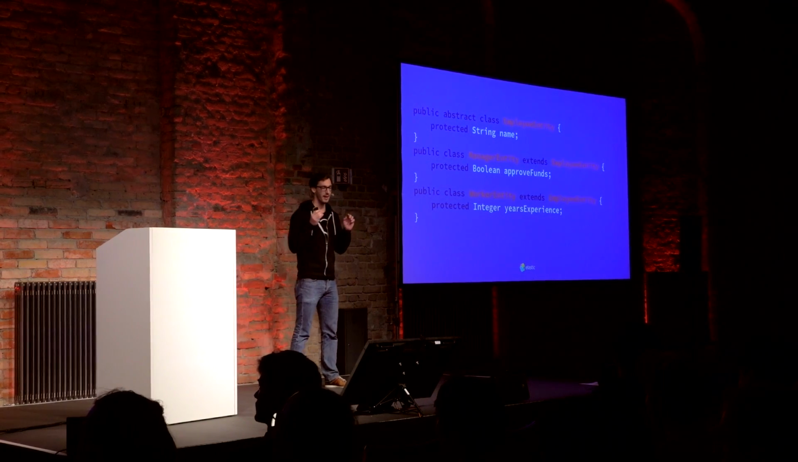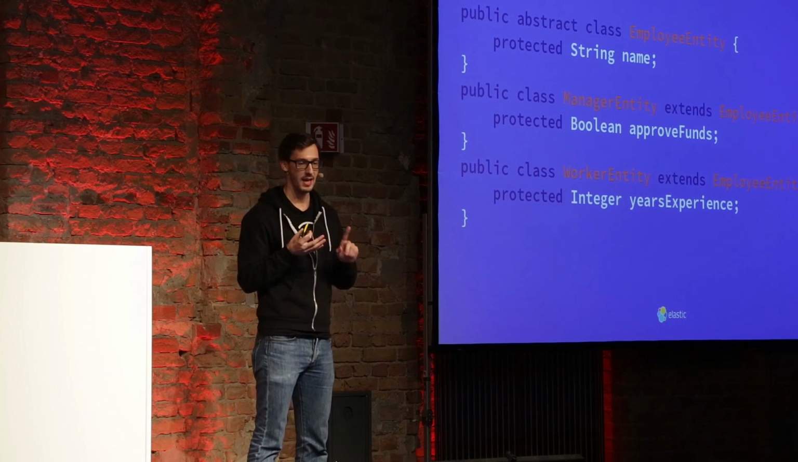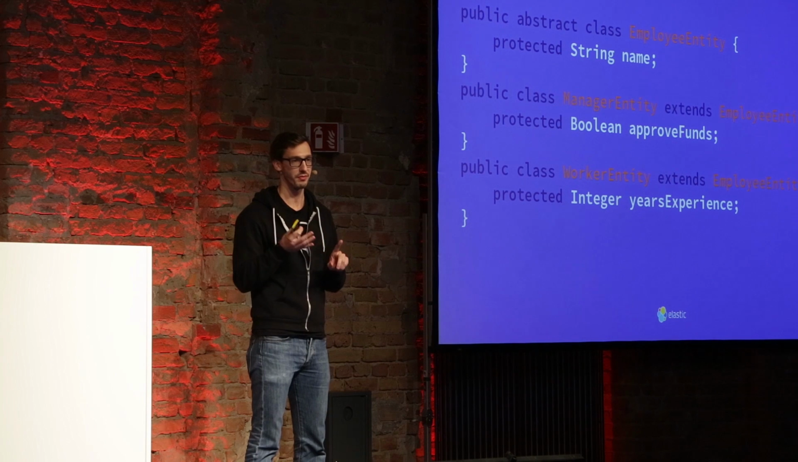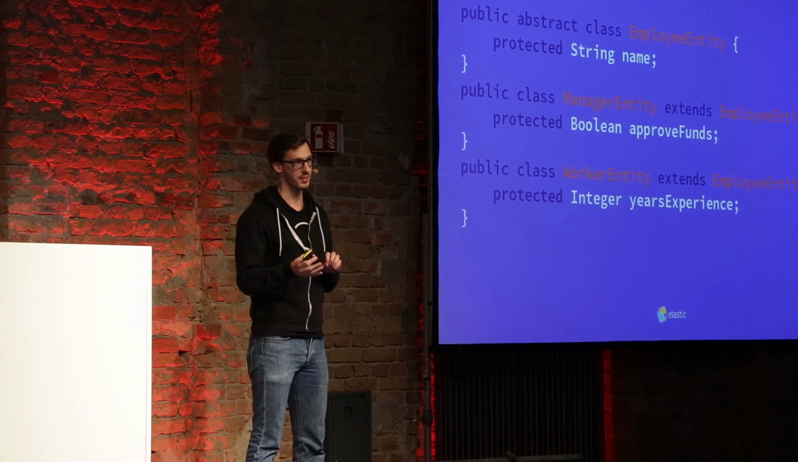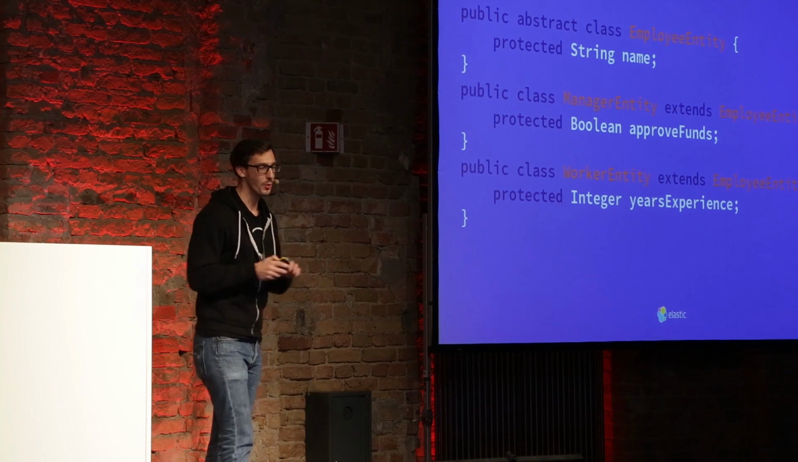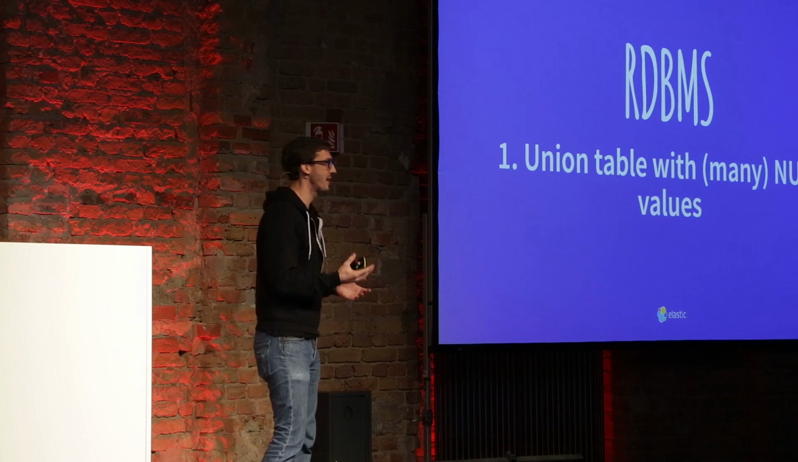We have an abstract base class, and then we have managers who can approve funds, and workers who can actually do stuff. Managers obviously don't have any meaningful experience. And you want to store that in a relational database. So you have three options with relational databases.